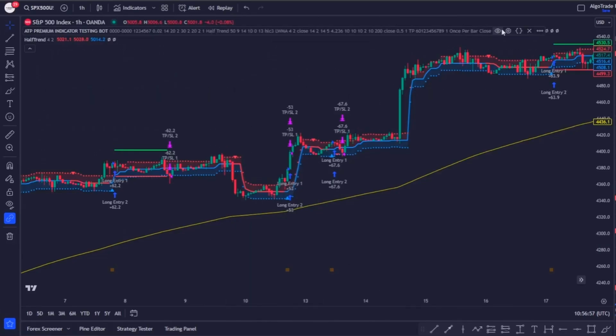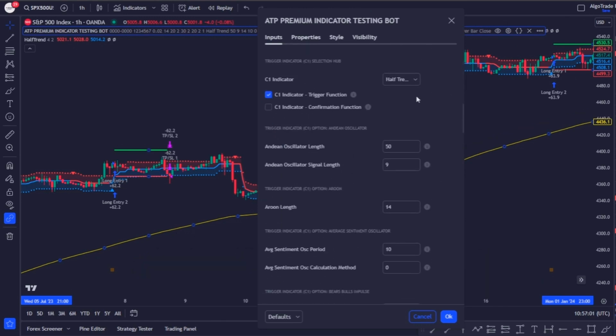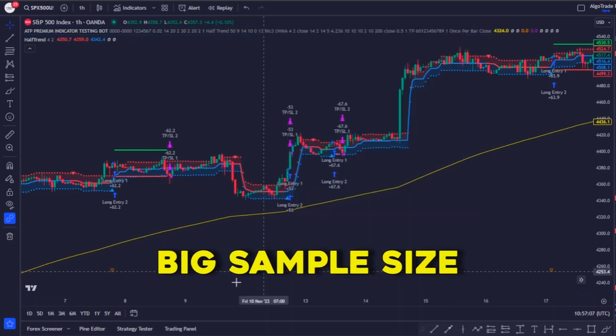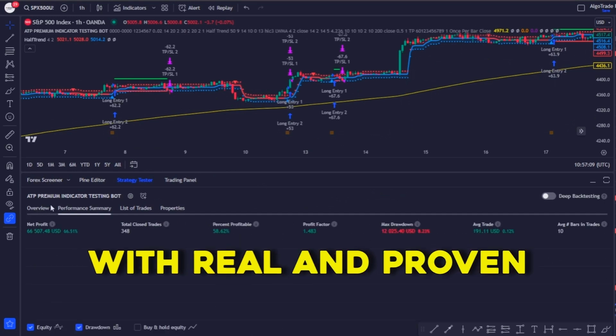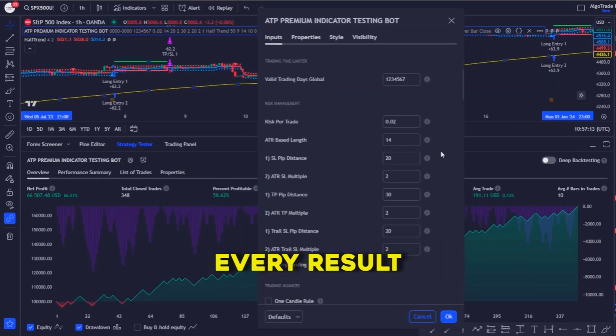For the backtesting process, I will be using a special trading bot that I created only for this series, which will give us the possibility of quickly testing any indicator we want on a big sample size in seconds with real and proven results, and any one of you will be able to use it and confirm every result.